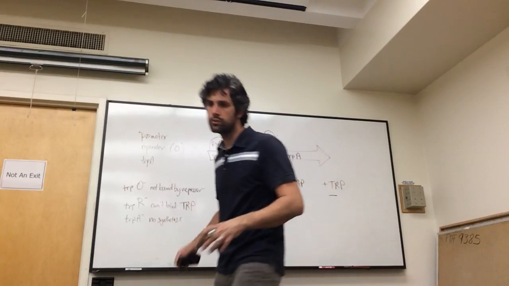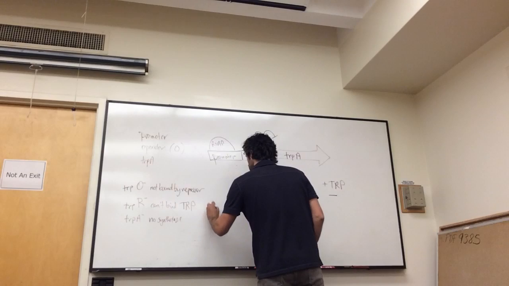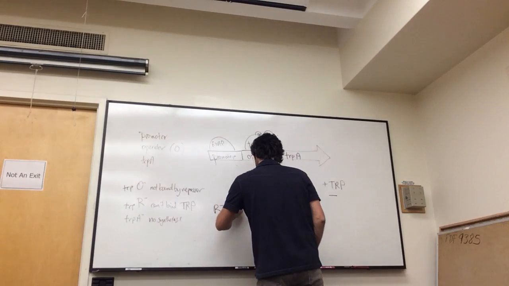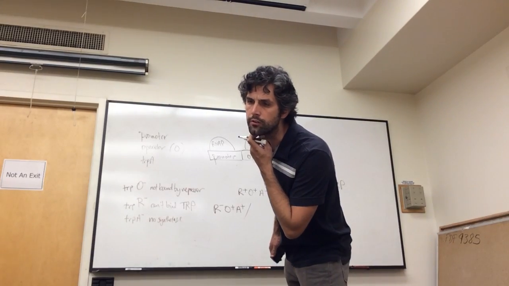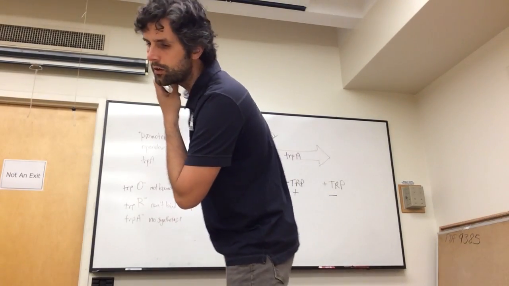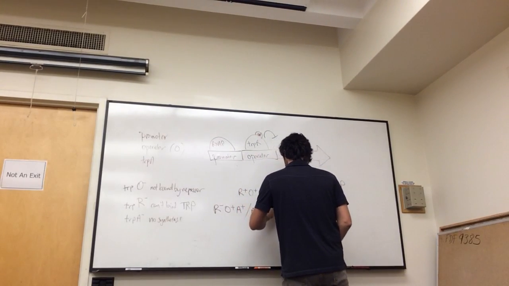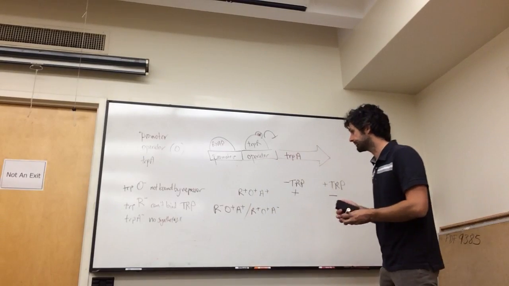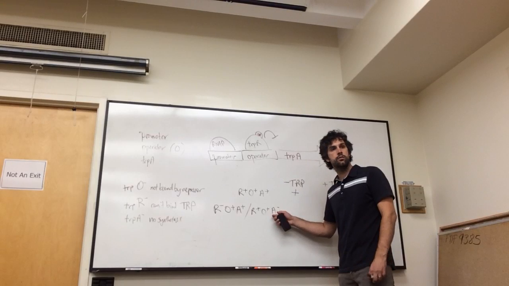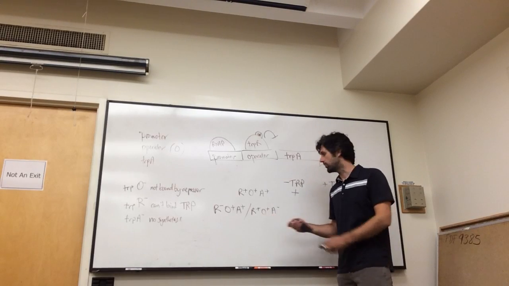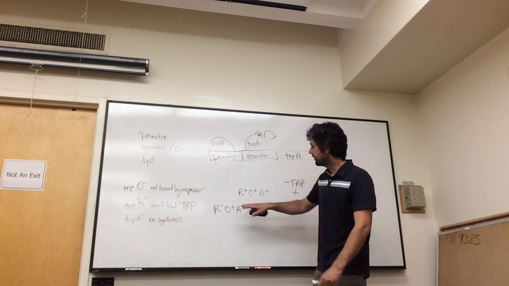All right. What's our next genotype? R minus O plus A plus. R minus O plus A plus, R plus O plus A minus, sorry. R plus O plus A minus. Can we make any tryptophan synthetase from here? No. All right, so that's not good for us. We could make it here.